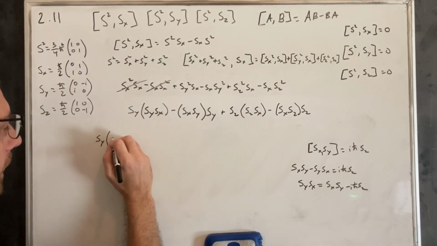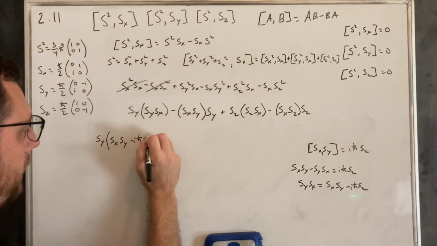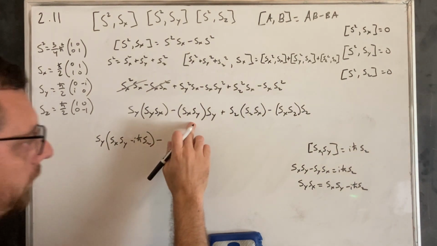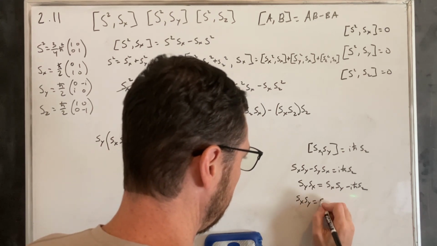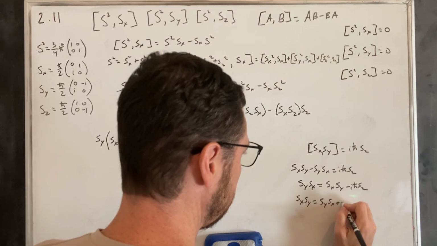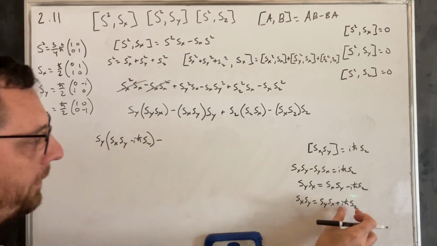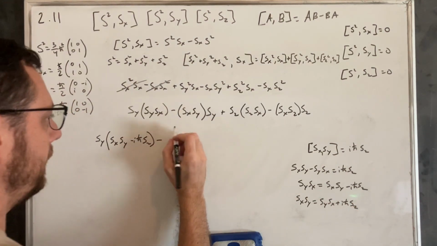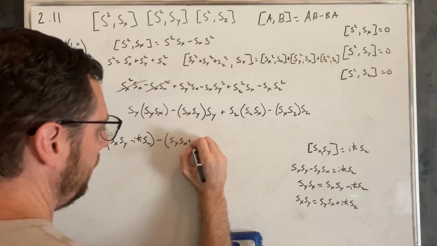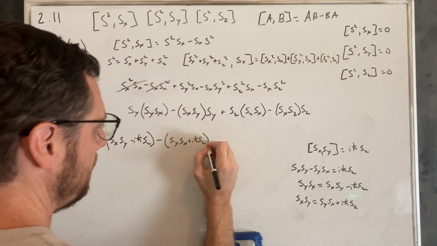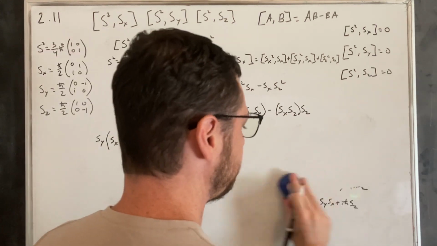Sy, Sx Sy minus i h bar Sz. Minus, we can do the same thing here. So this is Sx Sy. So that's Sx Sy is equal to Sy Sx plus i h bar Sz. I'm just keeping the i h bars on the right side of these. So Sy Sx plus i h bar Sz. Remember this Sy here. And then same thing for these here.